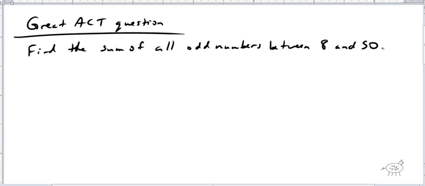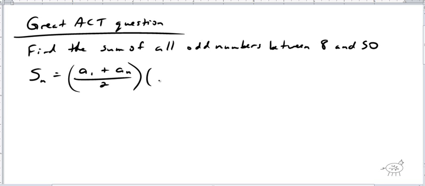So let's think about that. I want to find the sum of all odd numbers. So let me write out a formula. S sub n equals a sub 1 plus a sub n, sum of the extremes, times n over 2. Well, do you guys agree that a sub 1 is going to be, it's an odd number, so it's 9, and a sub n, it's really our last term. I don't really know what the n is, but our last term is 49, right?